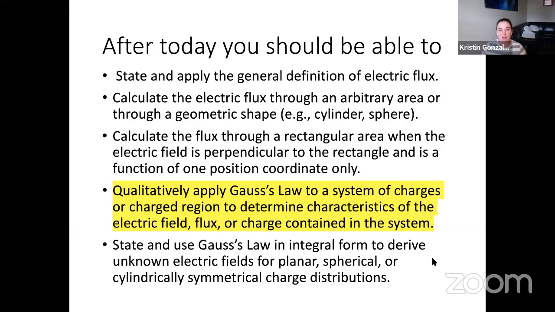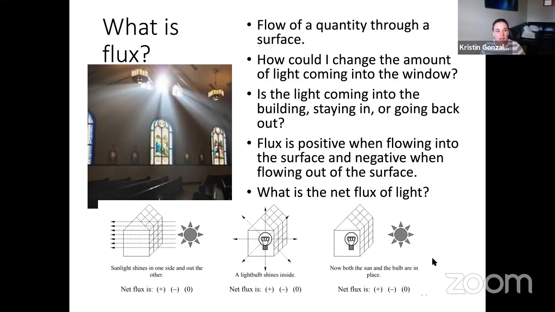So the first thing we're going to talk about is what is electric flux? And not even necessarily electric flux, but what is any flux? A flux is a flow of some quantity through a surface. So I like to first use the analogy of light.